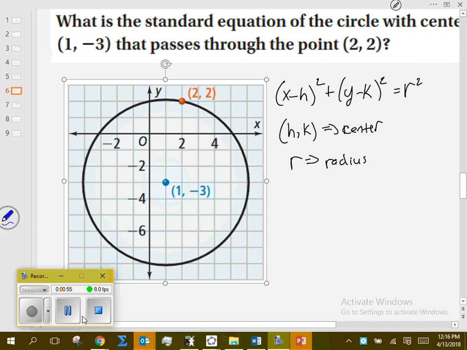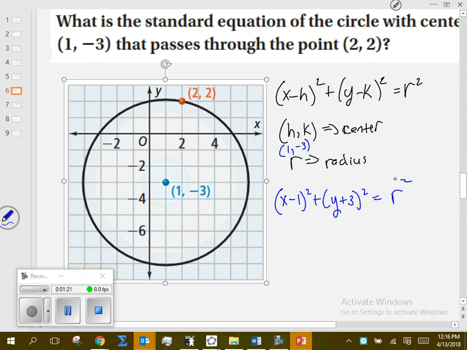So as I'm looking at this, what is my center? 1, -3. So we can start writing this equation as x minus, so you said the center is 1, -3, so it's always x minus that 1, and then y minus that -3, minus the -3 becomes +3. So we got that side, but I still don't know what my radius is. I don't know r squared then.